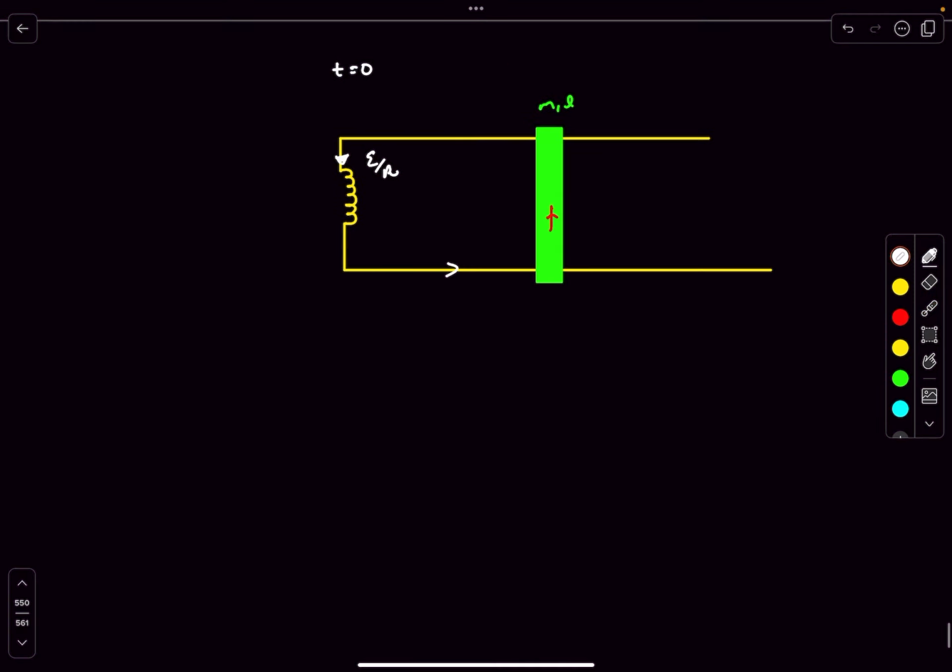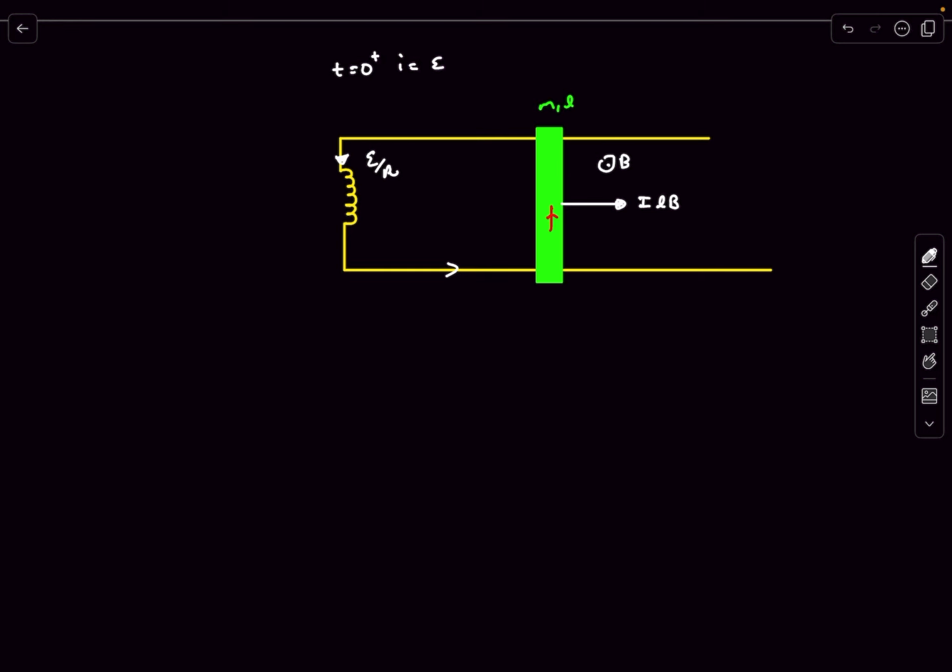Okay, so now the current in the rod is flowing in the upward direction, and the magnetic field is given to be out of the plane in this question. So if you do I cross B, the force comes out to be towards the right. So the ILB force on the rod will be towards the right. Okay, so at time t equal to 0 plus, the current in the circuit is E by R. Let's say at any general time t, the current in the circuit is I.